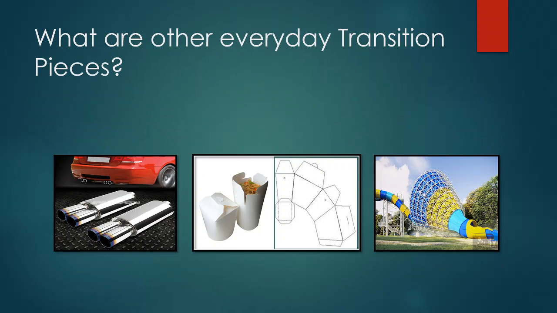So what are other everyday transition pieces? I've already mentioned the example, if you're looking for a transition piece, you can look at the ducting in the woodwork and metalwork rooms for the dust and fume extraction system set up there. But other real life examples would be car exhausts. So this is just one type of car exhaust. We can see we have the large cylinder shape, and it's moving to two smaller cylindrical shapes. So this is a transition piece.